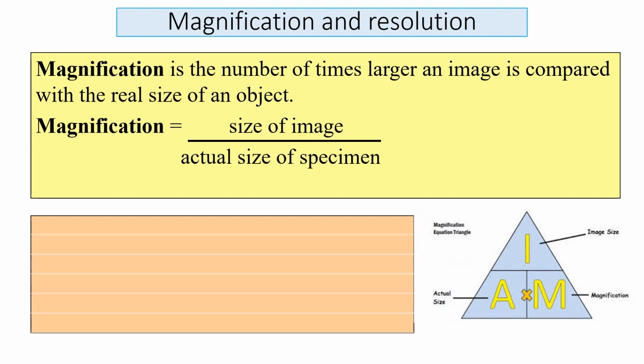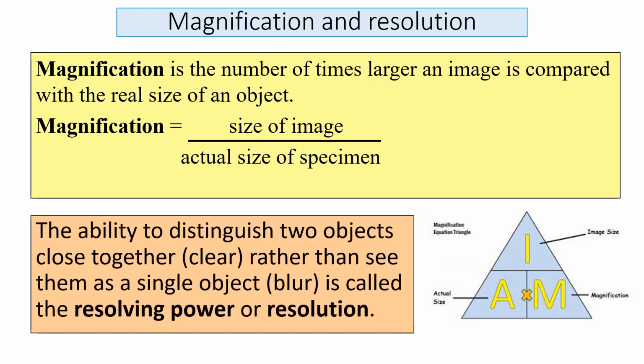And resolution is a term you need to know. Resolution is the ability to distinguish 2 objects close together rather than see them as a single object or a blur. So it's that idea of having a sharp image where you can see separate objects that are very close together. And if you get a blurry image in the exam, it's because the resolution is bad. If it's a small image, it's because the magnification is bad.